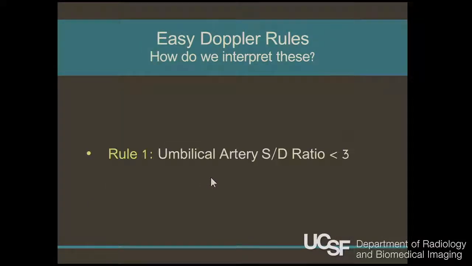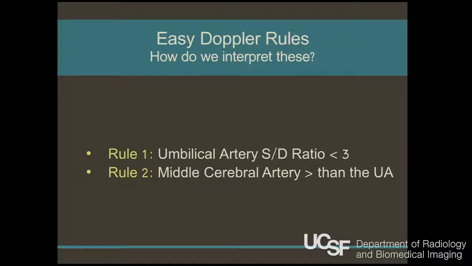We measure what's called the SD ratio, which is very similar to the resistive index. It's actually measuring the same thing: systolic over diastolic. That ratio, rather than giving a percentage, where it's systolic divided by systolic minus diastolic, or whatever the RI formula is. So rule number 1, SD ratio should be less than 3. Rule number 2, the middle cerebral artery SD ratio should be greater than the umbilical artery ratio. If those are true, then you have normal Doppler.